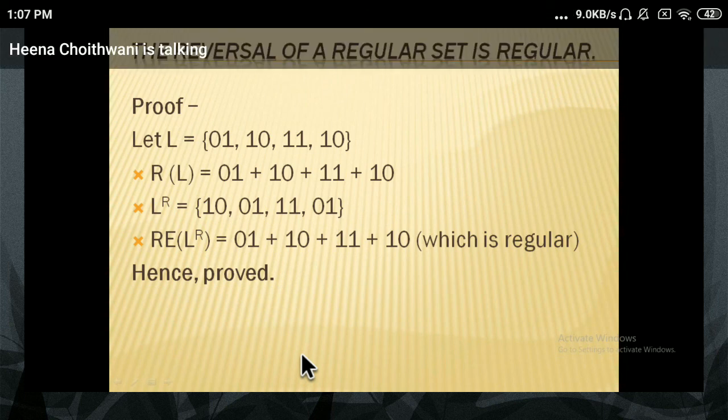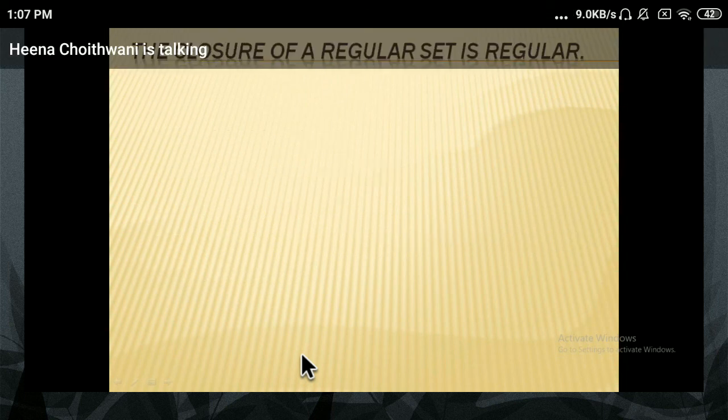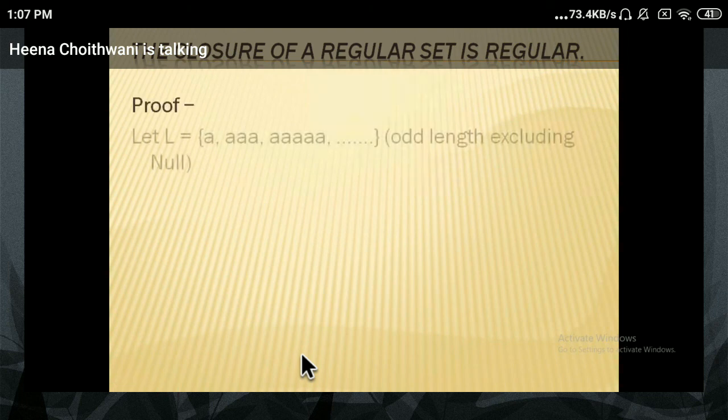Okay. The last property was that the closure of a regular set is regular. Now check here. My set is L, which has A, triple A, five times A, and so on. So all the strings made up of A but odd in length, excluding epsilon, right? And we can represent it with this expression, that is A fixed and A star, and that is already regular. We have proved this so many times.